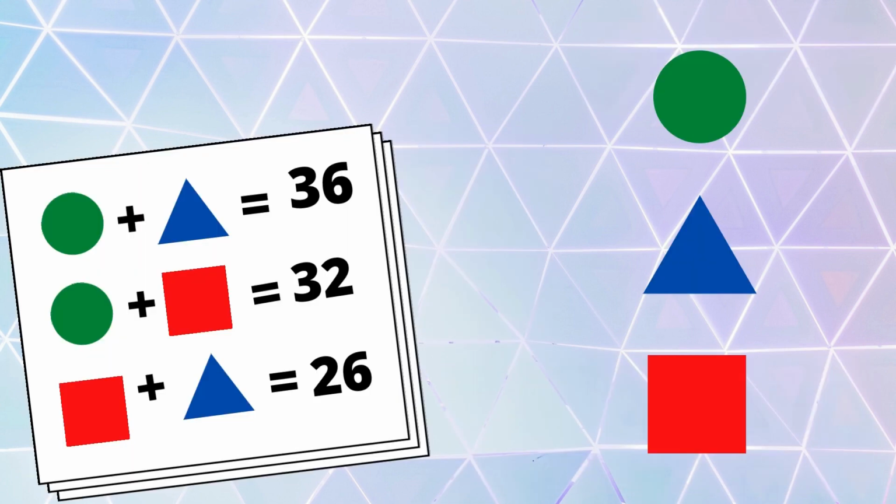This shape picture puzzle has three shape types: a circle, a triangle and a square. It has three equations: a circle plus triangle is equal to 36, a circle plus a square is equal to 32, a square plus a triangle is equal to 26. We need to find these shape numbers so that they satisfy these three equations. You can pause the video to have a think.